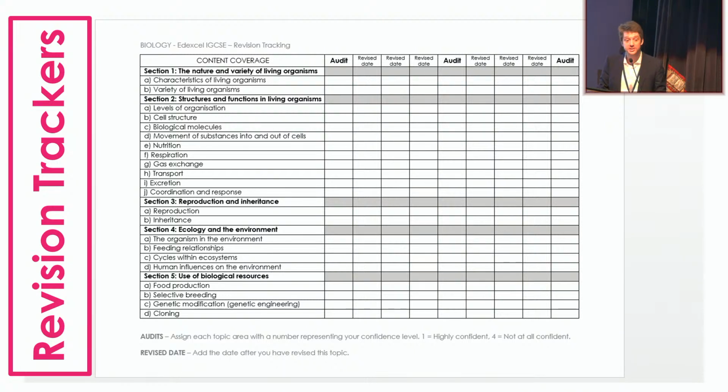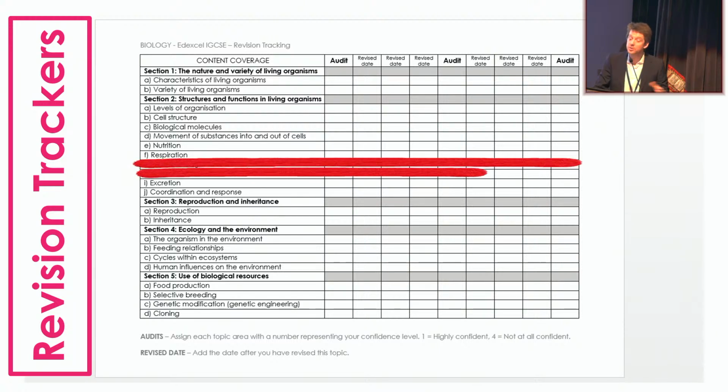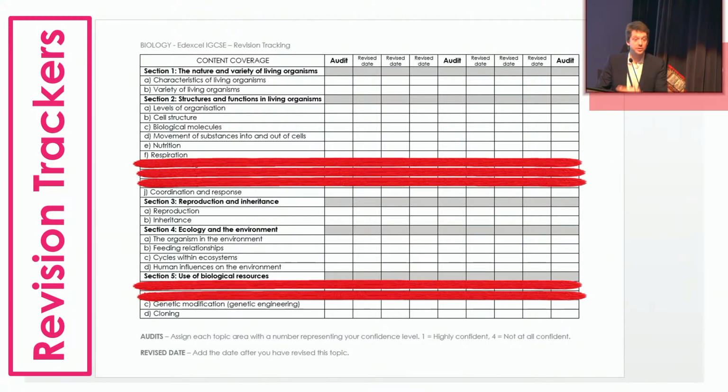It might be more condensed this year because your teachers might have said, we're not going to do this, we're not going to do that. So you might need to cross out certain topics if you've got a revision tracker like this, and there are many available on the dcslibrary.com revision kit page.